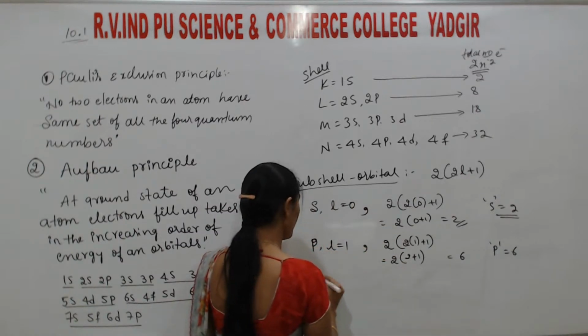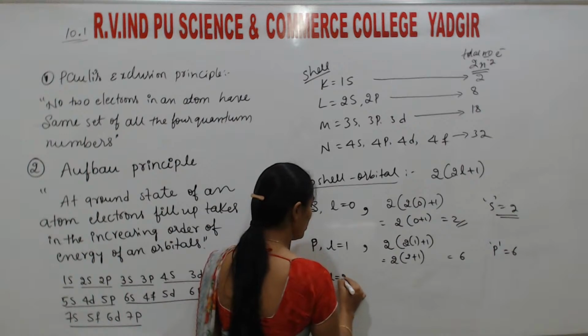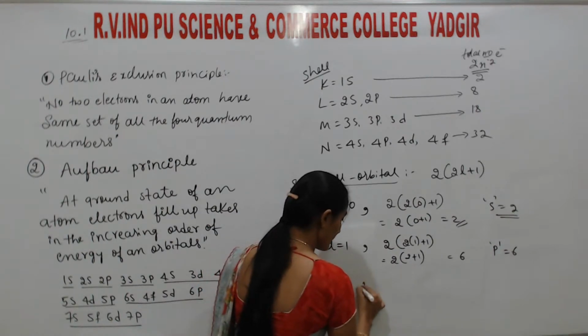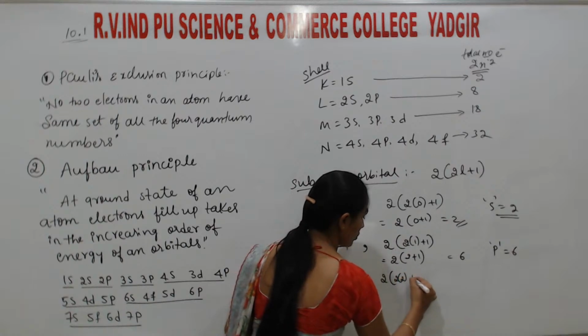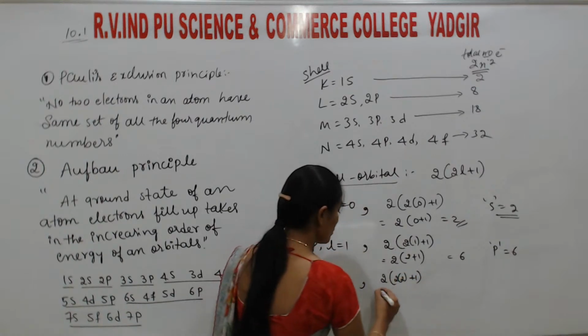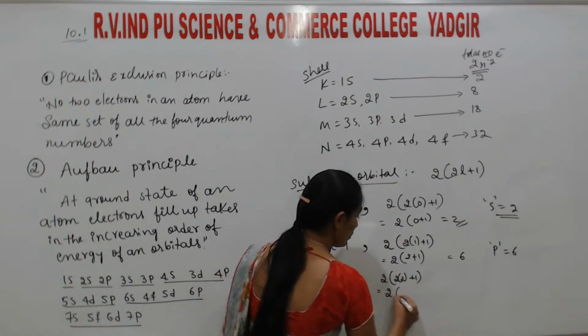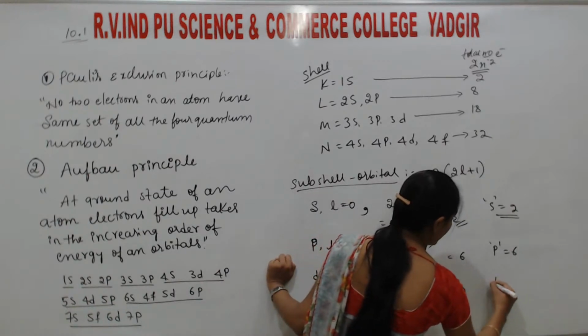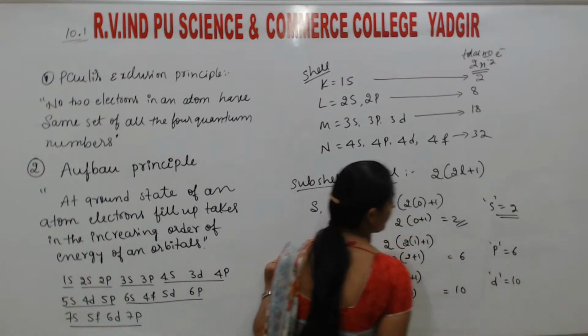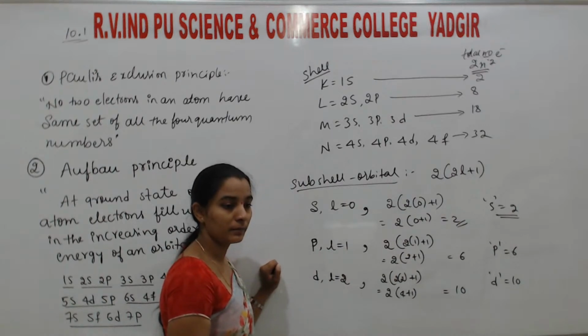Okay. For d orbital, l is equal to 2. So next, according to this formula, 2 into 2 plus 1, that is 2 into 4 plus 1, that is 5 twos are 10. For d orbital, the maximum number of electrons is 10.